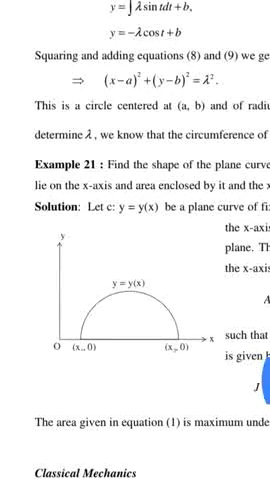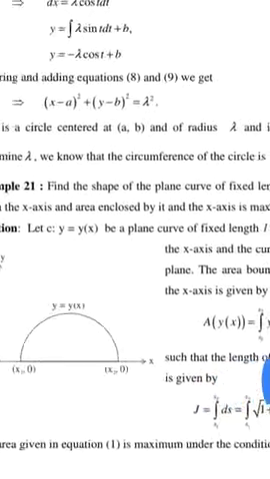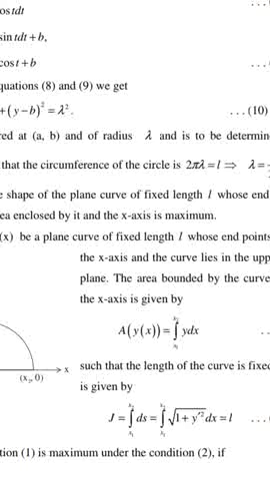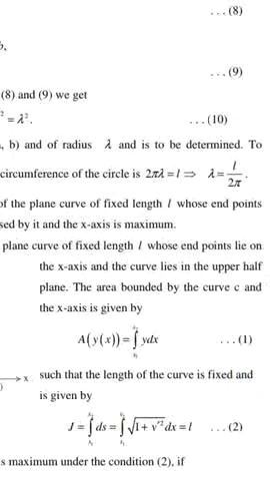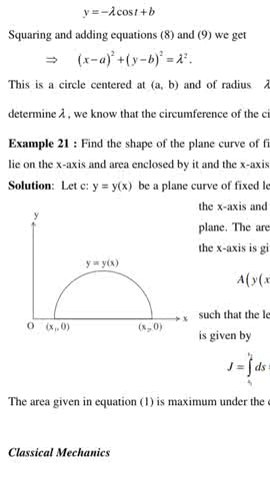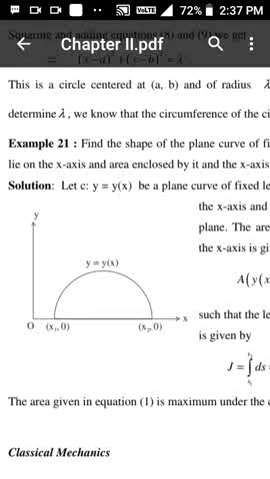To determine lambda, we know that the circumference of the circle is 2 pi lambda. 2 pi lambda is equal to L. Therefore, lambda is equal to L upon 2 pi. This is the maximum area enclosed problem.